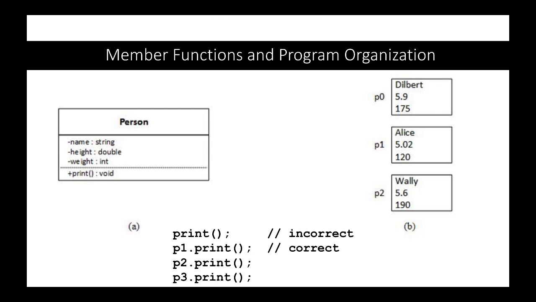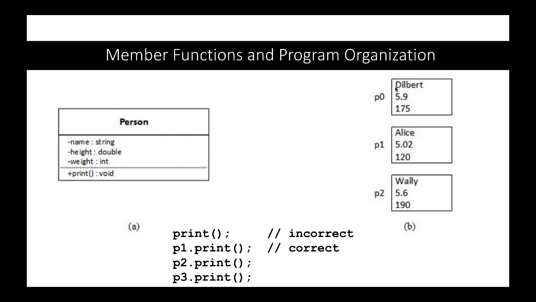All right, right now we're going to talk about member functions and program organization. Member functions must be attached or bound to an object when called. Notice we have a member function called print here, defined in our little UML class. It has no arguments appearing inside of the parentheses, so it is just a print member function with nothing returned.